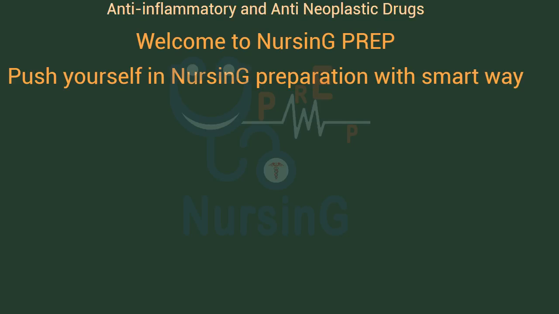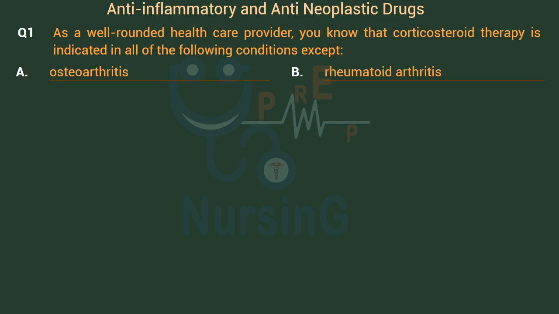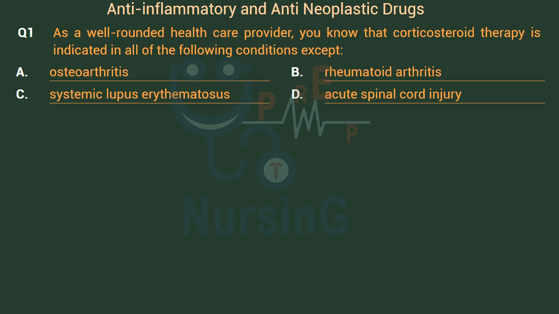Anti-inflammatory and anti-neoplastic drugs. As a well-rounded healthcare provider, you know that corticosteroid therapy is indicated in all of the following conditions except: Option A. Osteoarthritis. Option B. Rheumatoid arthritis. Option C. Systemic lupus erythematosus. Option D. Acute spinal cord injury. Right answer is Option A.